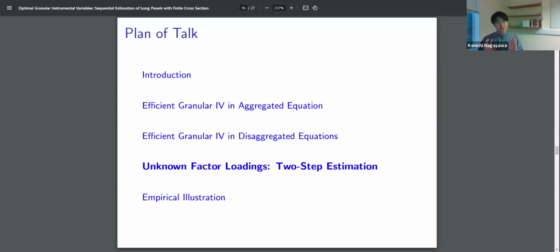Okay, so that was the first part of the paper, and up to now we have assumed the factor loadings lambda is known. So we just used known factor loadings to characterize the most efficient estimator. And now I'm going to switch gears and think about the asymptotic distribution of the granular instrumental variable when the factor loadings are unknown. So the factor loadings need to be estimated in the first step.